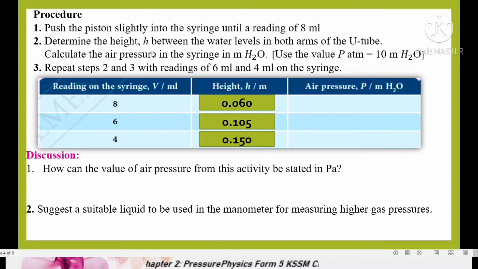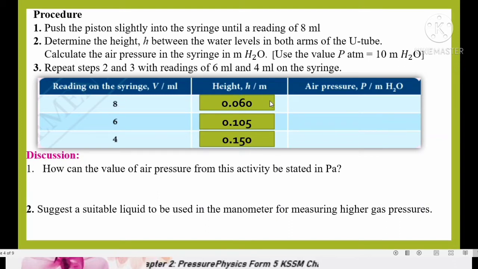Calculate the air pressure in the string in meter of water. Use atmospheric pressure 10 meter of water. Repeat steps 2 and 3 with readings of 6 milliliter and 4 milliliter on the string. So you can repeat until you get 5 sets of data also. So the table here shows the readings on the string.